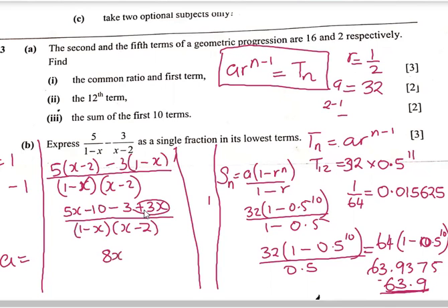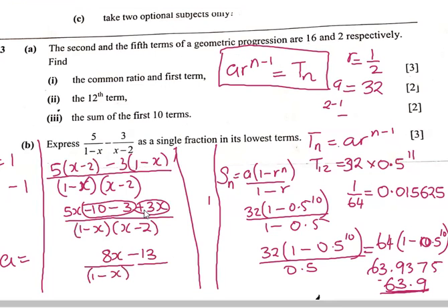8x. Then here we have these constants, which are like terms also, and they are both negative. So we're going to have minus 13 over 1 minus x, then here we also have x minus 2. This is what is going to be our final answer here.